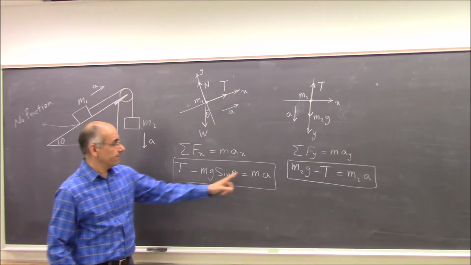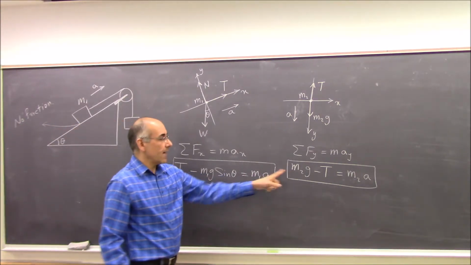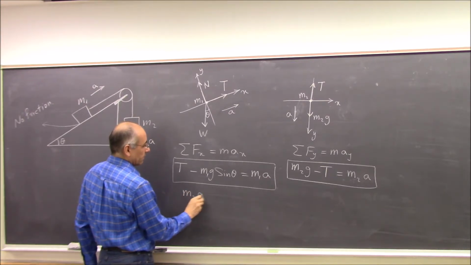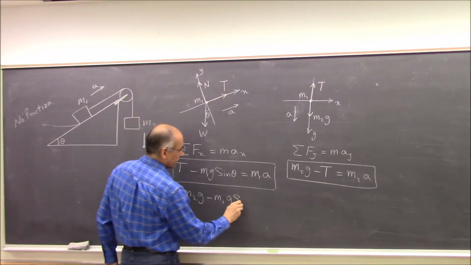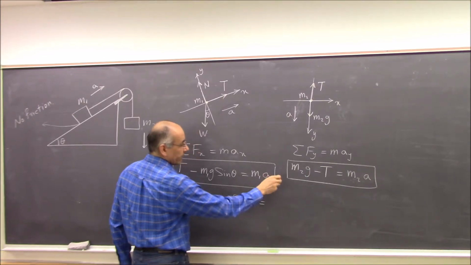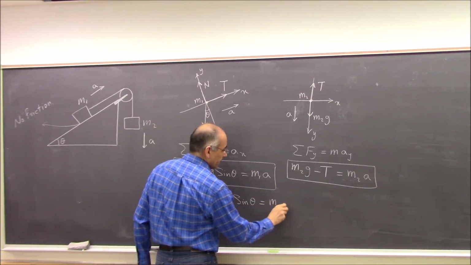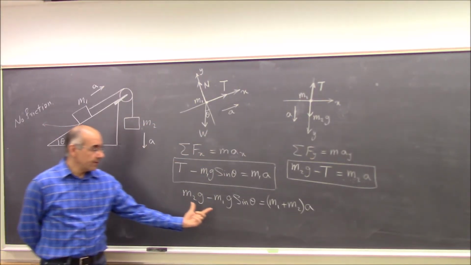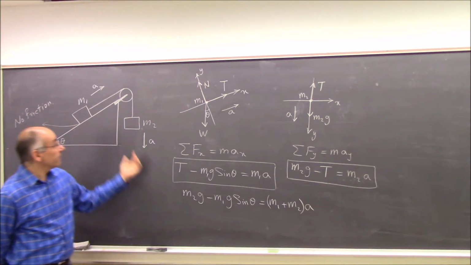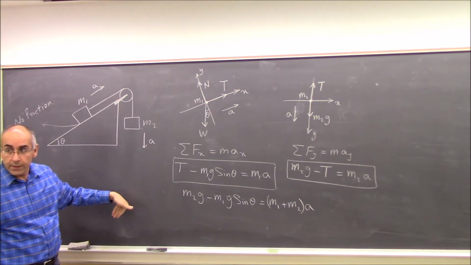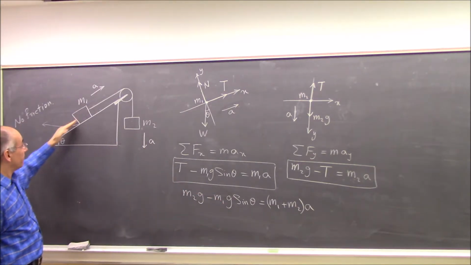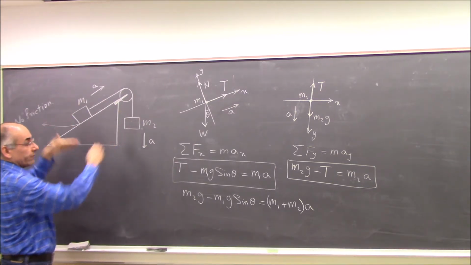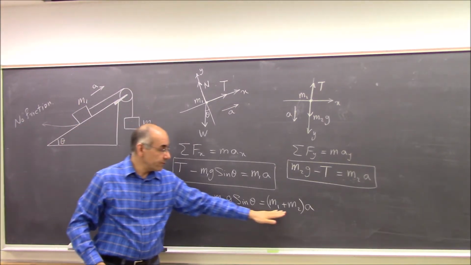Again, you get two equations. And now if you add the two equations, T cancels out. You get M2g minus M1g sine theta equals M1a plus M2a. You can say M1 plus M2 times a. Right? And now look at this. This is the weight of M2 pushing this way, and that's the component of M1g pulling the other way. That's the net force acting on both of them together, equal to the total mass times acceleration.